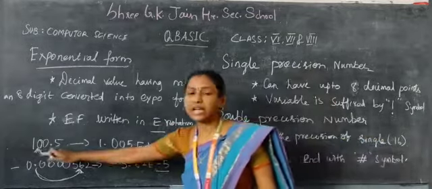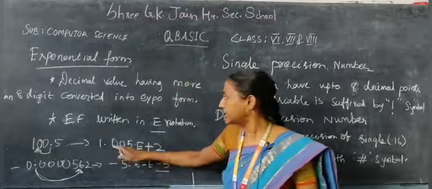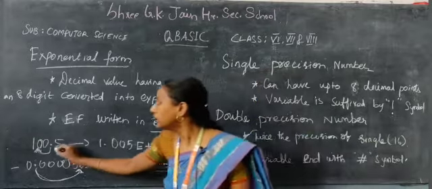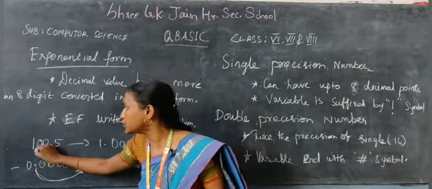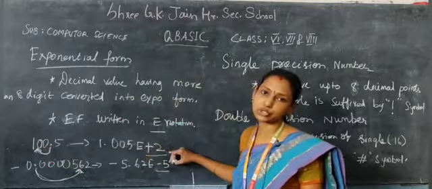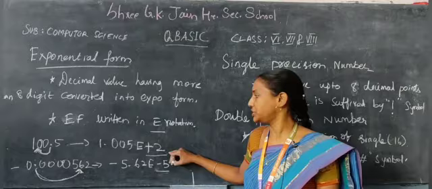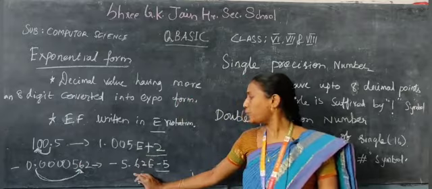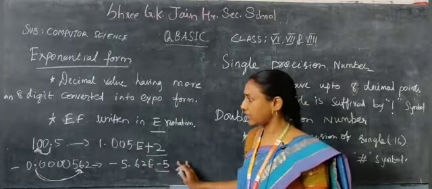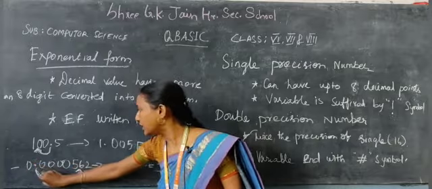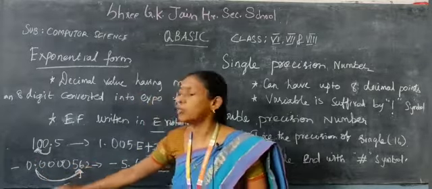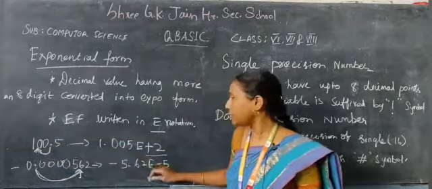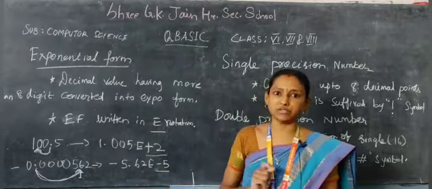For example, 100.5 will be written as 1.005 E plus 2. Why will this plus 2 be here? The point is moved from this place to this place, so the plus 2 is present here. And in this example, the value will be written as 5.62 E minus 5. The minus 5 is given for this movement. The point is moved 1, 2, 3, 4, 5, after 5 places. So minus 5 is given here.